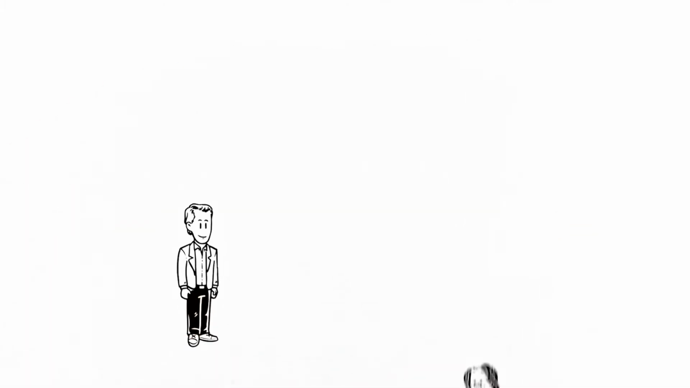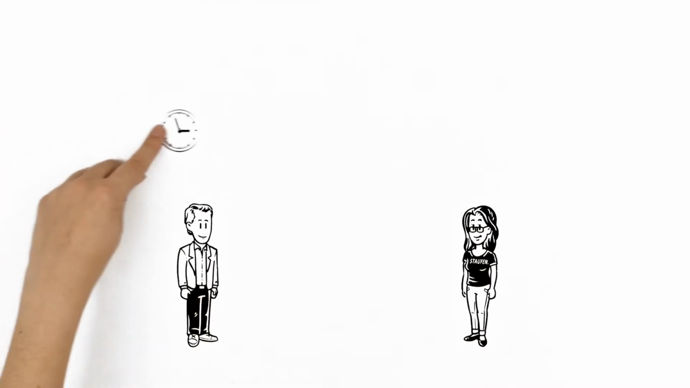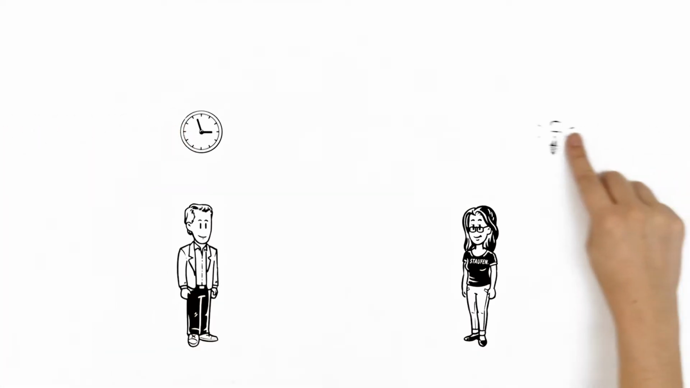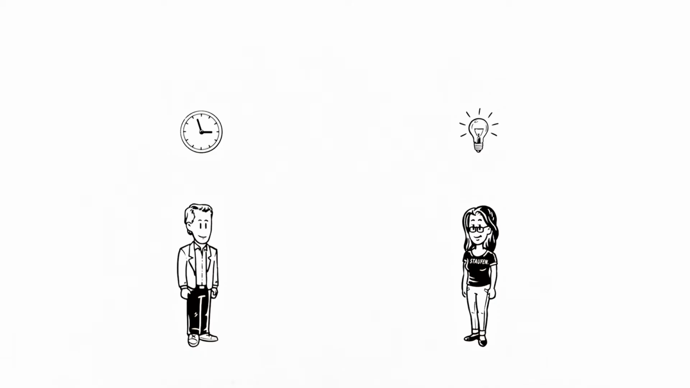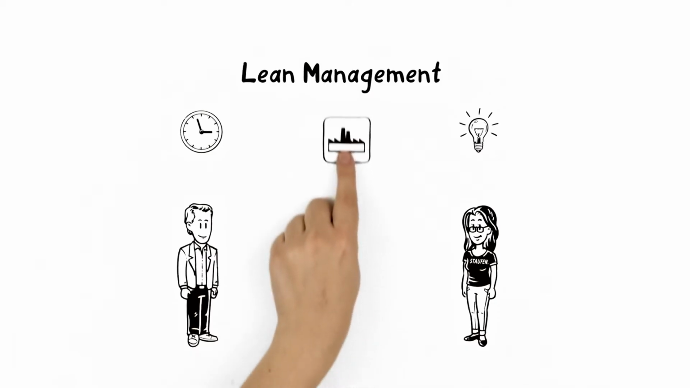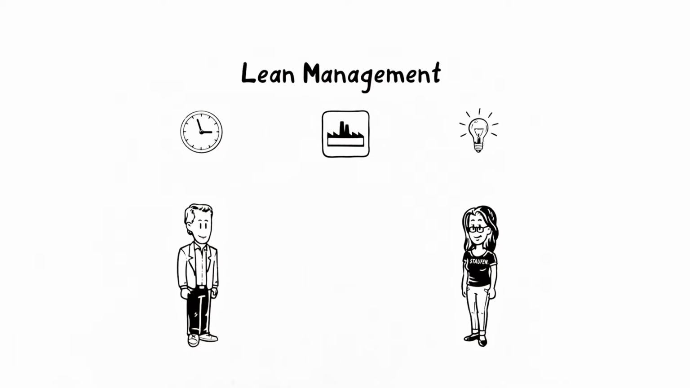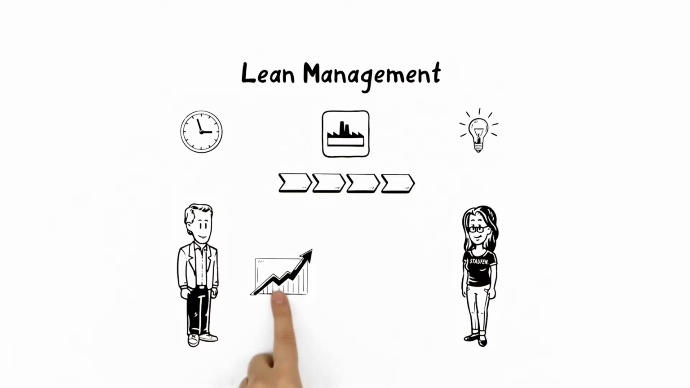Together, Steve and his colleague Claire consider how they can improve his daily schedule. Claire has an idea. She is already familiar with the lean management concept from the manufacturing areas and knows that reducing waste in processes improves efficiency and adds value.